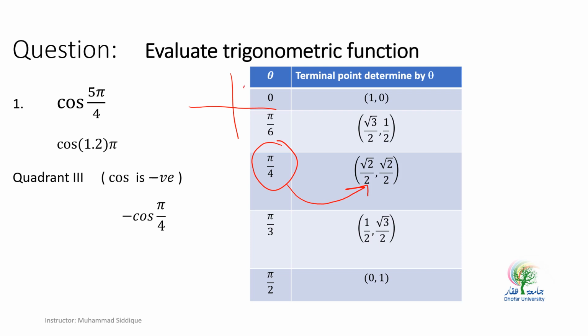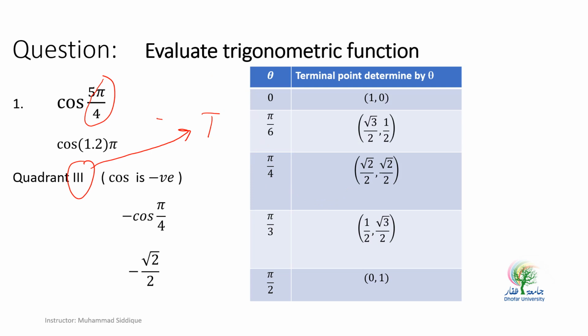So, by All Students Take Calculus, in quadrant 3 cosine is minus. I told you cosine is minus. And the value for pi by 4, the first value of the terminal point, is square root 2 by 2. So the answer will be minus square root 2 by 2. I hope it is clear. Let us do one more question.